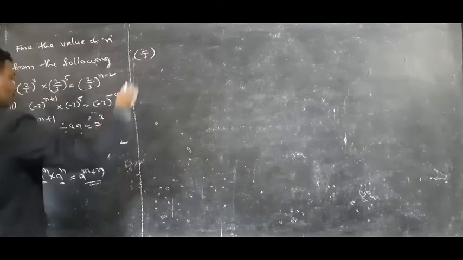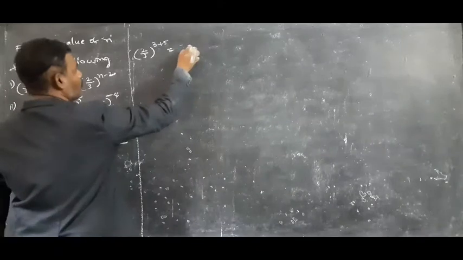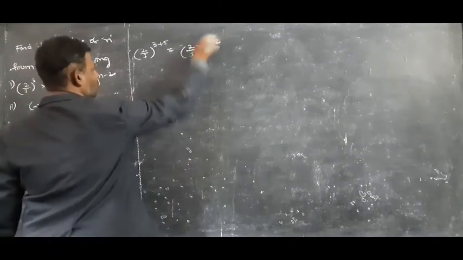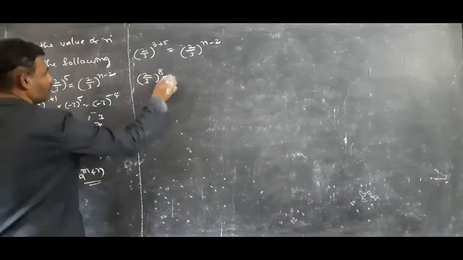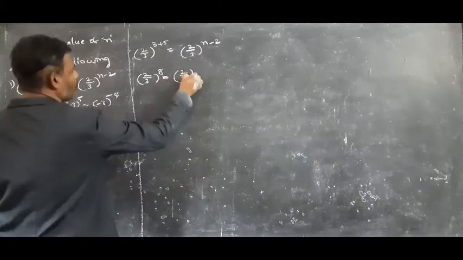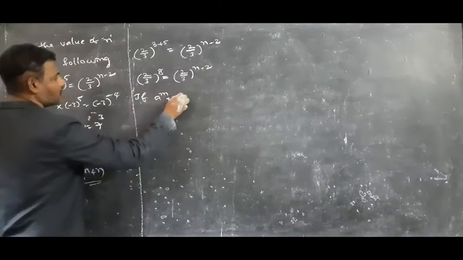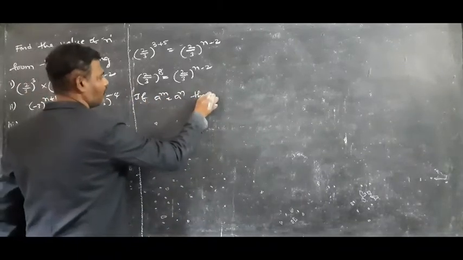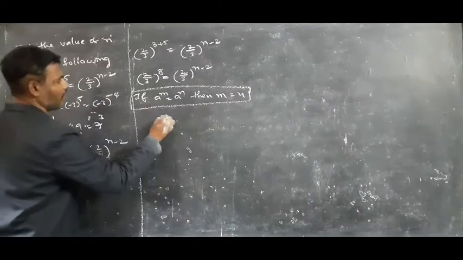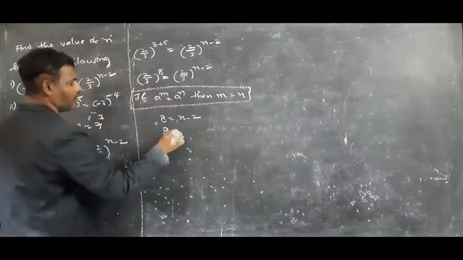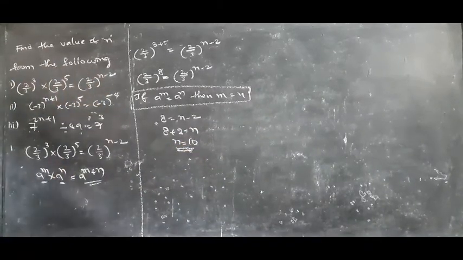2 by 3 whole power 3 plus 5 is equal to 2 by 3 whole power n minus 2. Here 3 plus 5 is equal to 8. 2 by 3 whole power 8 is equal to 2 by 3 whole power n minus 2. See, if a power m is equal to a power n, then m is equal to n. It means 8 is equal to n minus 2, 8 plus 2 is equal to n. n is equal to 10. So what is the value of n? n is equal to 10.